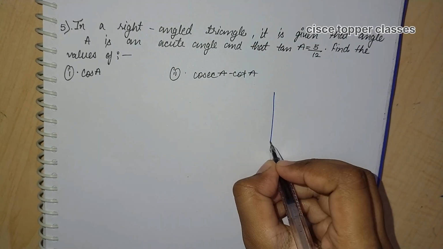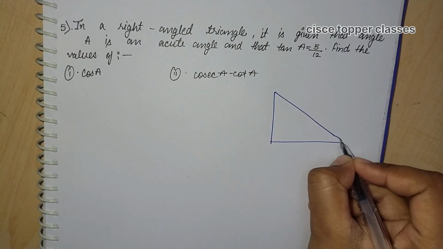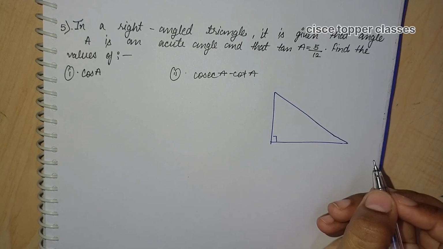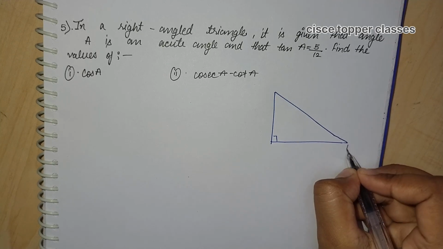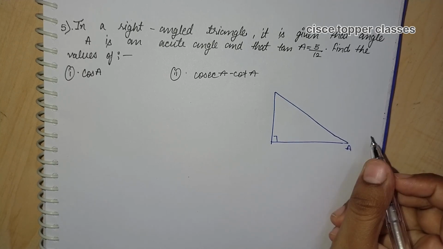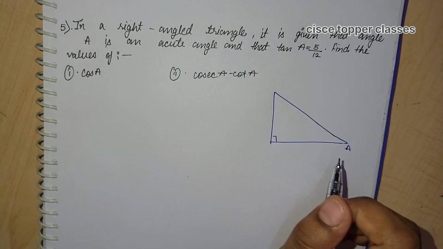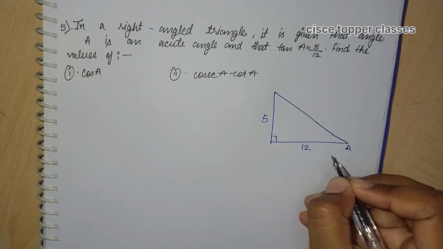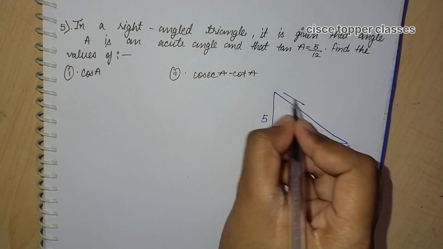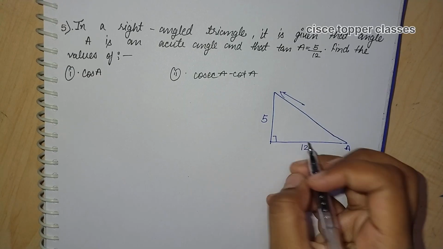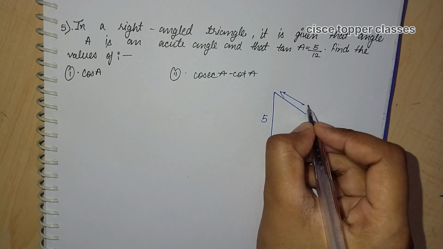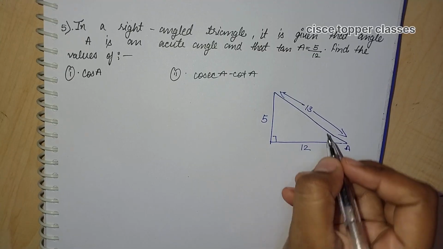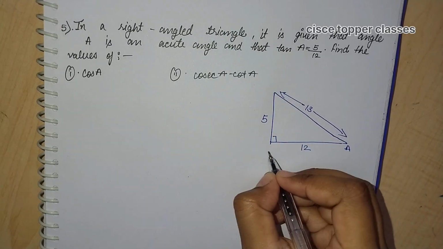So here we will draw a right angle triangle. This is 90 degree here. Angle A is an acute angle, means let the angle A be like this. The height and base are given to us. For tan A, height is this and base is this. So from that we can find the hypotenuse also. So 12 square plus 5 square will be under root 169, which is 13 units. Means hypotenuse here is 13.